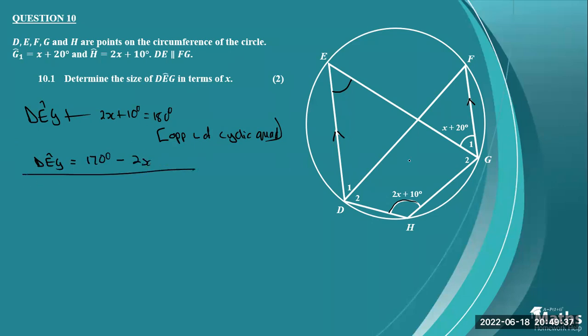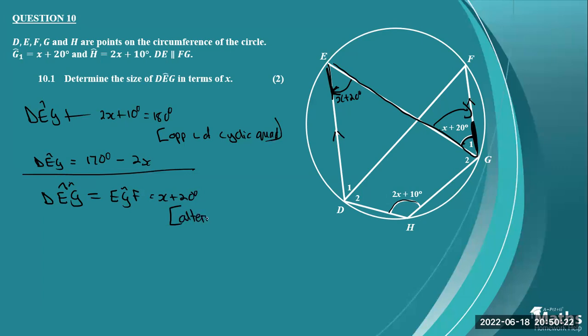That's one option. Or you can make use of your parallel lines here. You see, this angle will be equal to that one, alternate angles. So there's your parallel line, and you see it forms alternate angles like that. There's your other parallel line. So we can also say DEG is equal to EGF, and that's equal to x plus 20. Alternate angles, because ED is parallel to FG. Right.